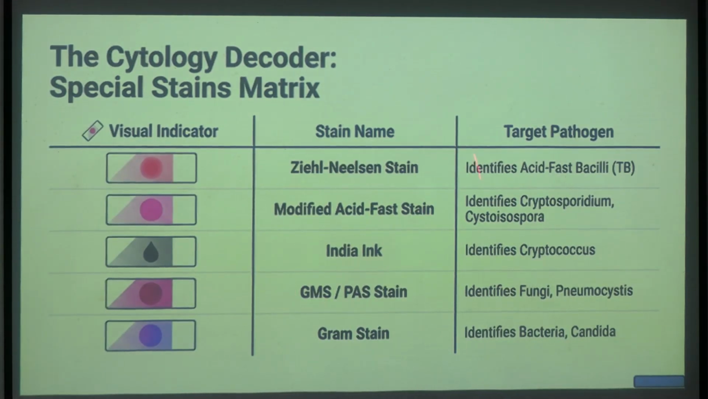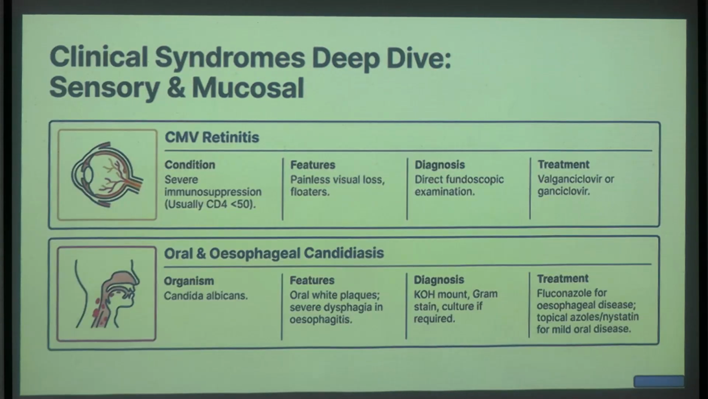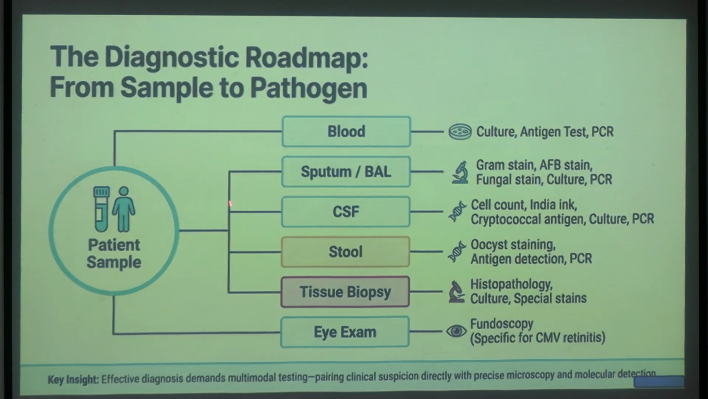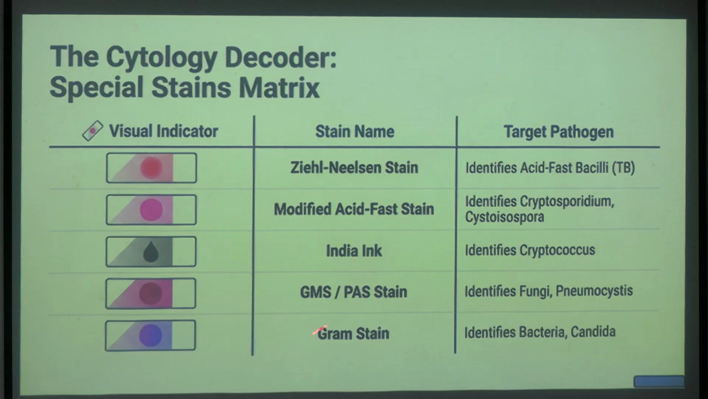So these are some basic tests you can remember. This is the sample you will send. What samples will you send, what test will you do, and for which part? First is the Zeihl-Neelsen stain. Zeihl-Neelsen stain is for identifying acid fast bacilli, like TB.